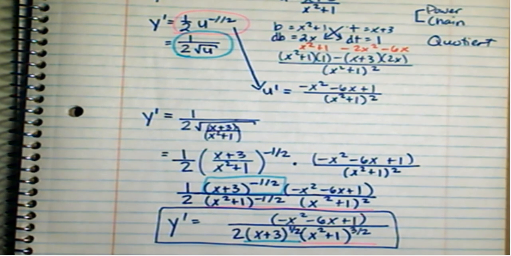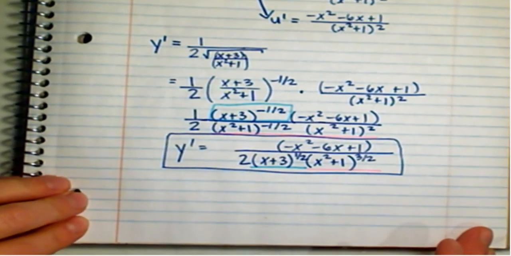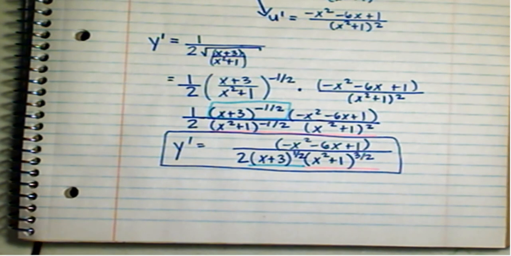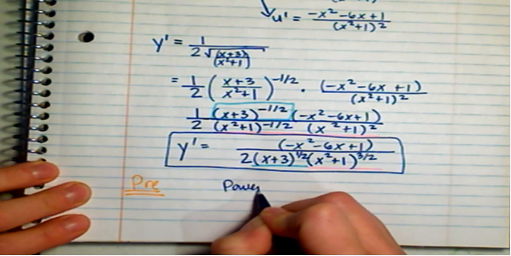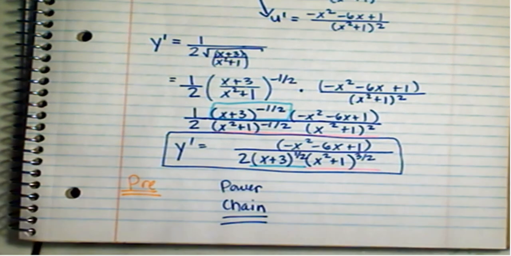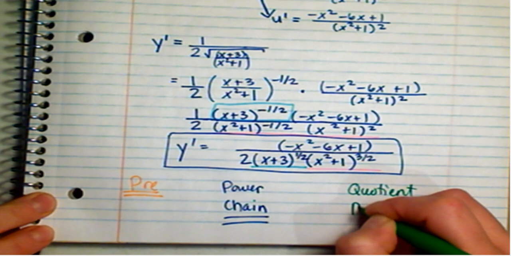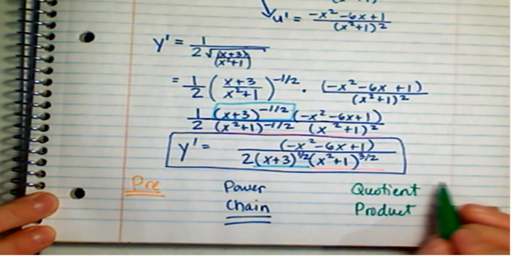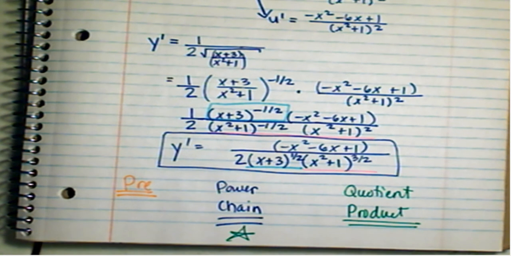Let's do one more. Maybe? No. All right, guys, that is it. Hopefully you have a better understanding of how your pre-skills can be used, how your power and chain can be used, and then lastly, how your quotient and product rule are still just ways to arrange this stuff. Okay, good luck. See you later.